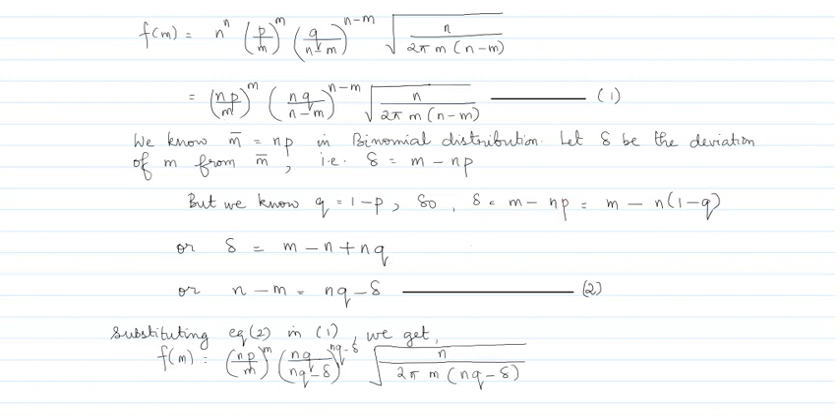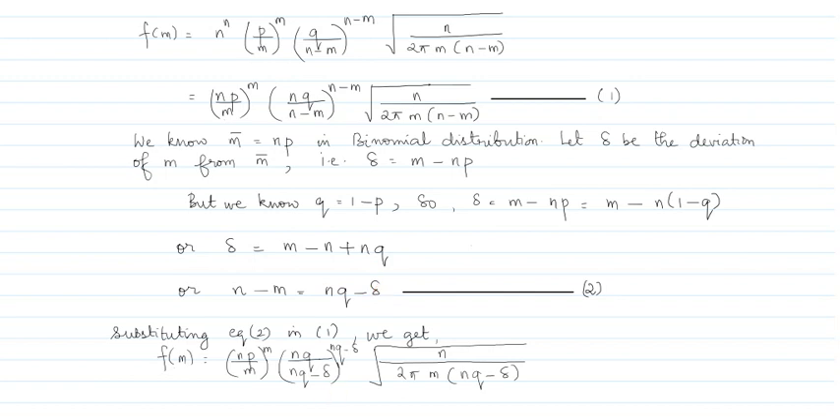Now open this, I get an expression like this: m minus n plus nq. So from here I can write an expression for n minus m as nq minus delta. I have n minus m here, here, and here. For all these n minus m's, I am going to substitute nq minus delta. So that's what I have here.